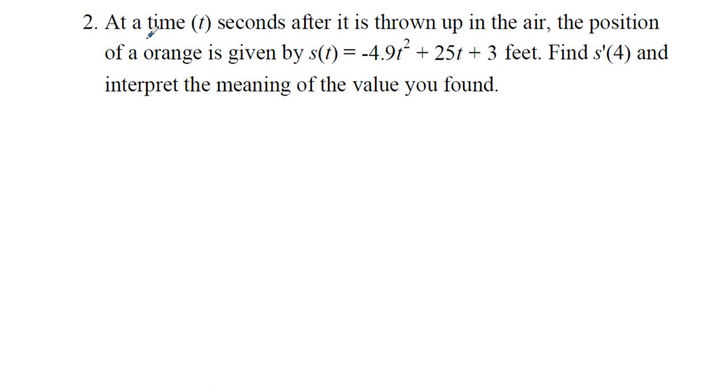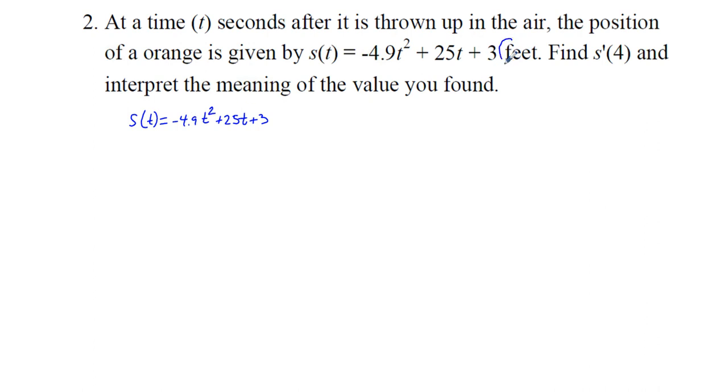2. At a time t seconds after it is thrown up in the air, the position of an orange is given by s of t equals negative 4.9 t squared plus 25t plus 3. Find s prime of 4 and interpret the meaning of the value you found. So I'm going to write this here. S of t is equal to negative 4.9 t squared plus 25t plus 3.